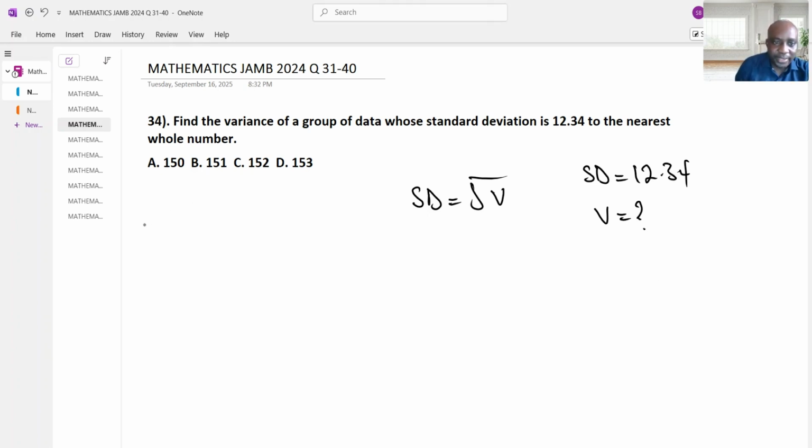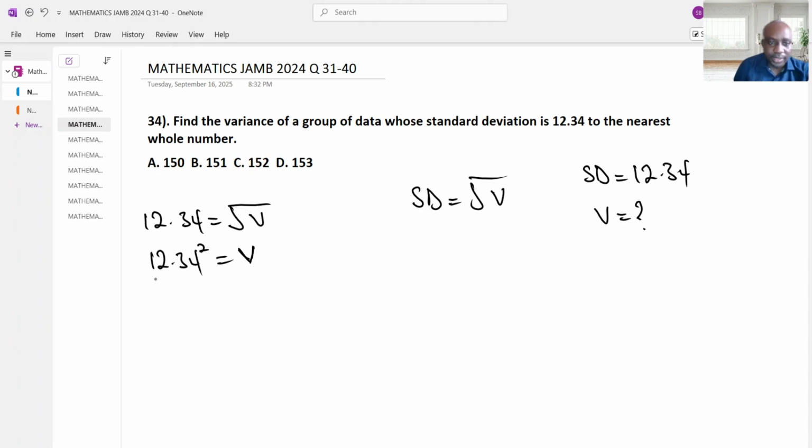Now let's apply it. What is our standard deviation? Our standard deviation is 12.34 equals the square root of the variance that we don't know yet. Now the next thing we are going to do is move this square root and put it on the standard deviation the question gives us. We are going to have 12.34 raised to power 2, and the variance will be free from the square root. Now what is 12.34 raised to power 2? 12.34 times 12.34.